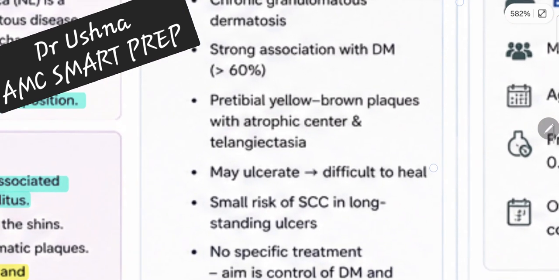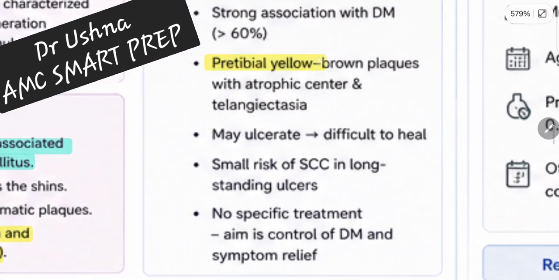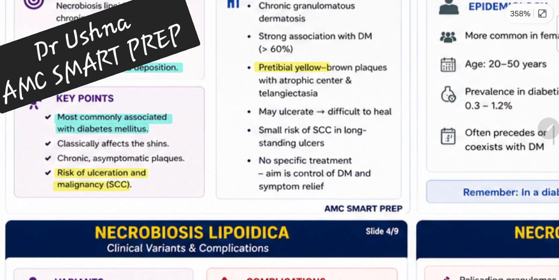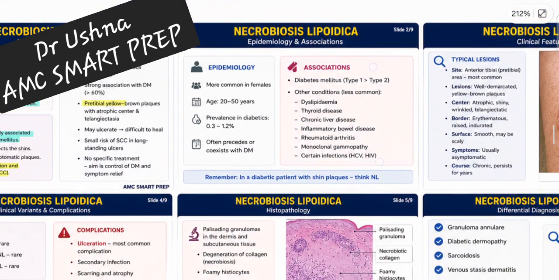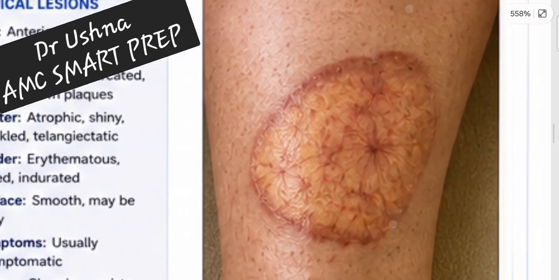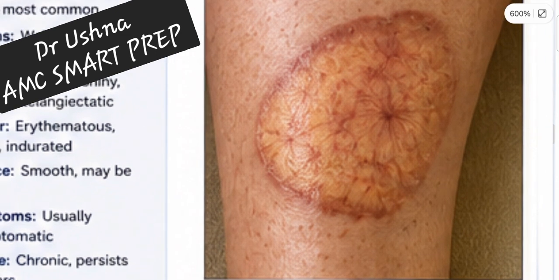There is a very particular description of necrobiosis lipoidica: your pretibial area is going to have a yellow-brownish plaque with atrophy. Atrophy means thinning of the skin. So you are going to have atrophy or telangiectasia on your skin surface. You can easily identify necrobiosis lipoidica by just looking at the picture. I have attached a picture as well. This is a pathognomonic plaque of necrobiosis lipoidica.